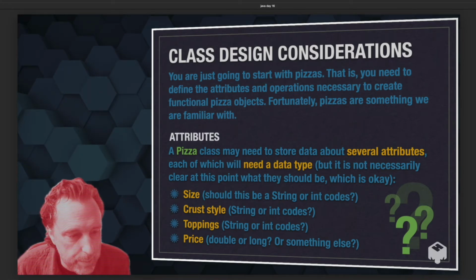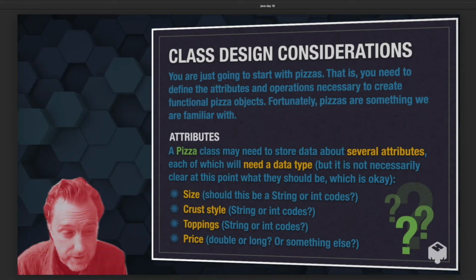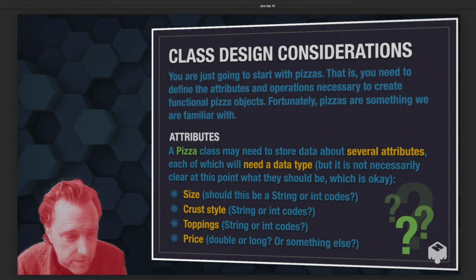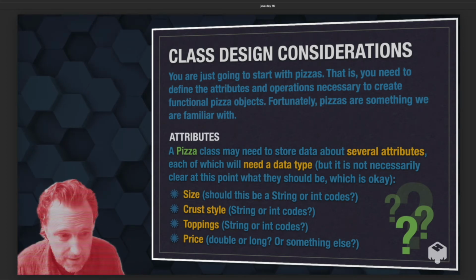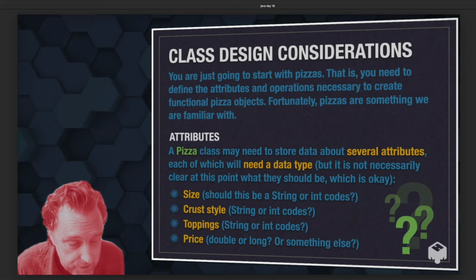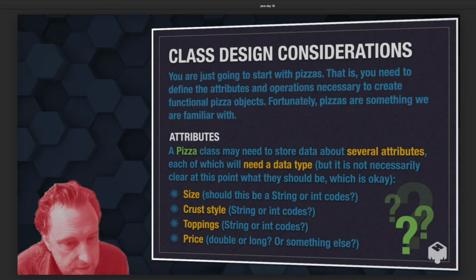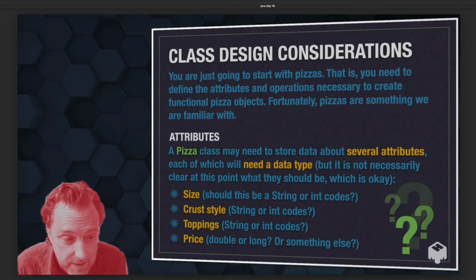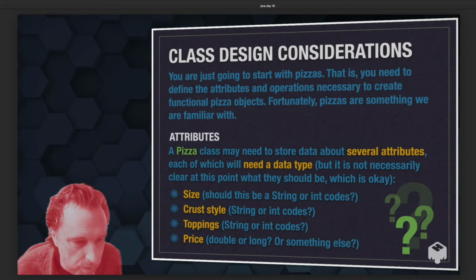The somewhat harder step is, well, what are the data types? Should size be a string, like large, or should it be a numeric code of some sort that represents the size, like an integer? Same thing with crust style. Should it be a string like deep dish, or should it be an integer code that represents a crust style? Toppings, at what point do I want to be able to list out the different types of toppings, like pepperoni, sausage, mushroom, and so on, or some sort of code number for each topping? How should that work?